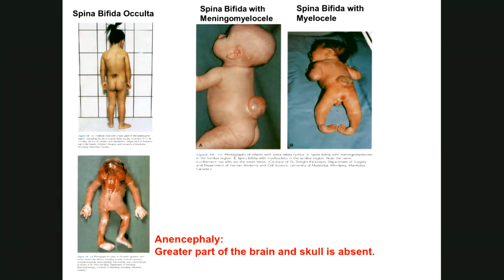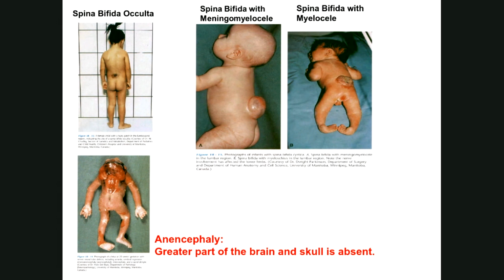If the complete nervous system does not develop because of absence of the notochord, then there is absence of part of the brain and the skull. This condition, which you see in the lower part of the slide, is anencephaly. So anencephaly is nothing but absence of the brain and the skull. This baby will not survive; it will be stillborn. Once the baby is born, it will be dead.